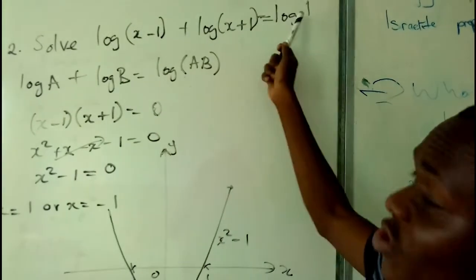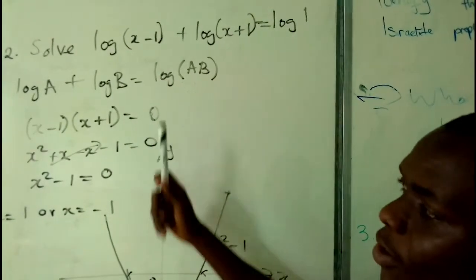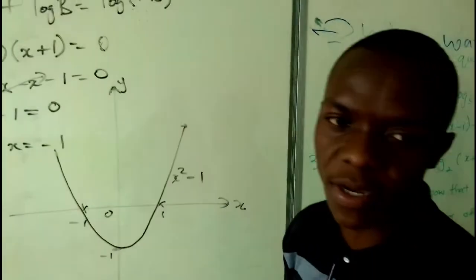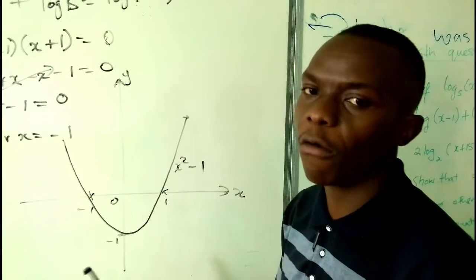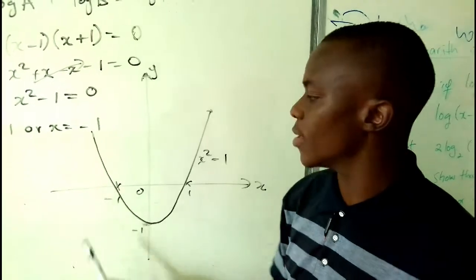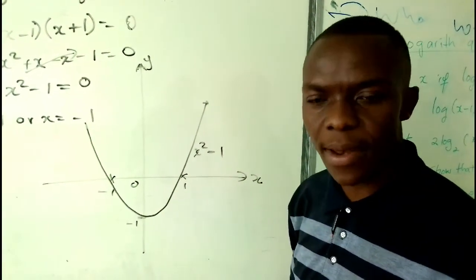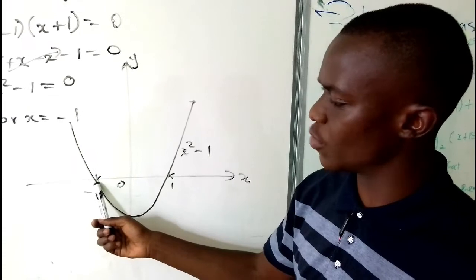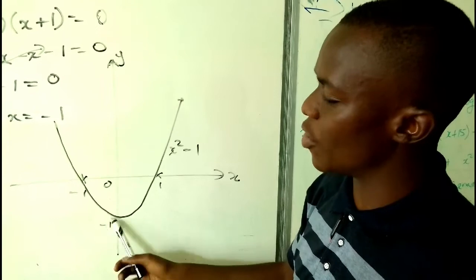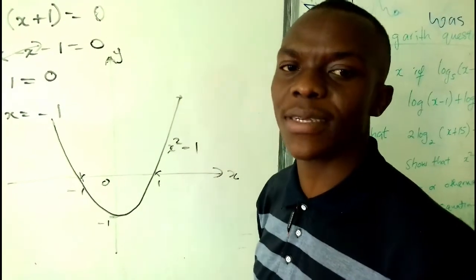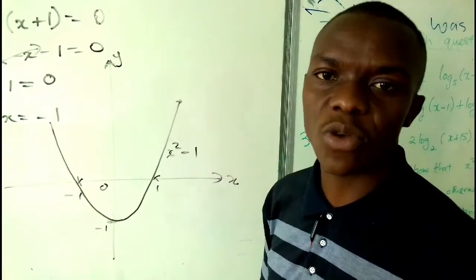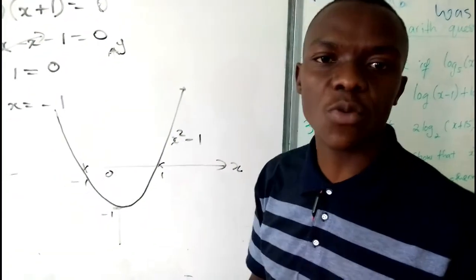Then we equated it to 0 since log 1 is equal to 0. So it becomes a quadratic equation. Then we solved the quadratic equation and we got the two values of x, which is x equal to 1 and x equal to negative 1. So when we draw it on a Cartesian plane, we get the value of x equal to minus 1 here and the value of x equal to plus 1. Then our lower value, which is the minimum value of the quadratic equation, which is negative 1. So this is our quadratic curve. So here is how we solve this equation.